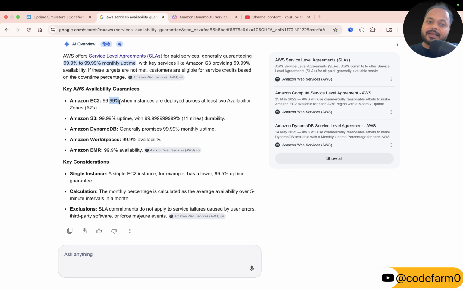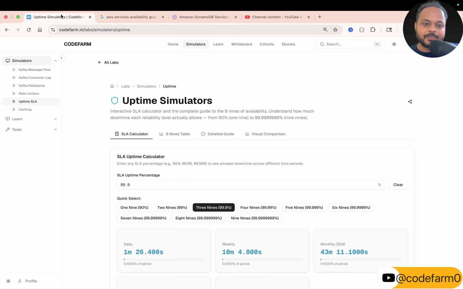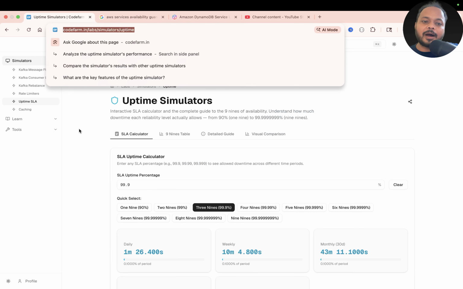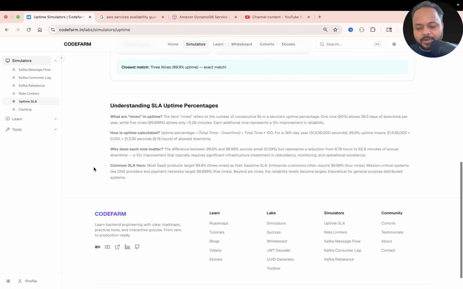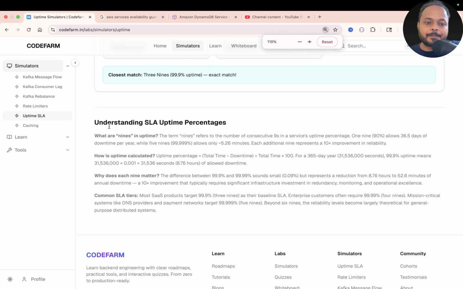Now, how do I translate these nines into human readable terms, like what guarantee it is giving in a week, in a month, in a year? That is a complex calculation, which is why I tried to build an uptime simulator. SLA is about how much time my service is available. So this is a simulator. Before that, let's see a couple of calculations.